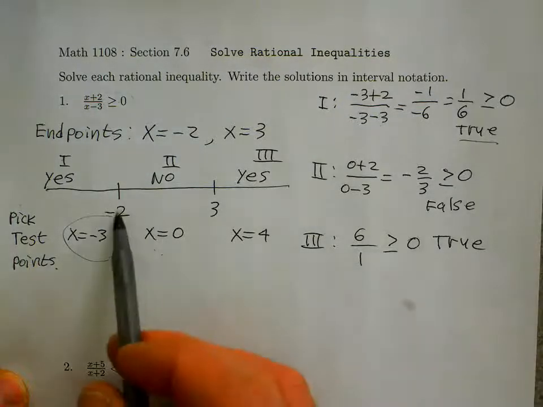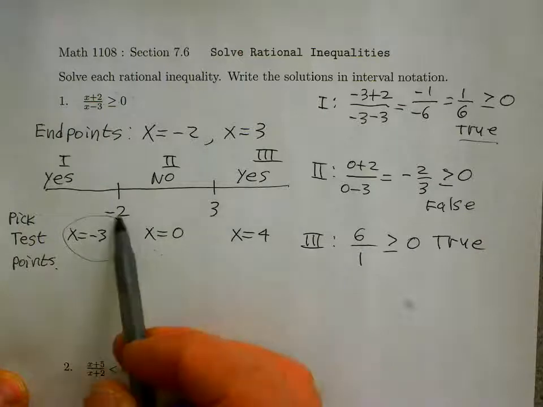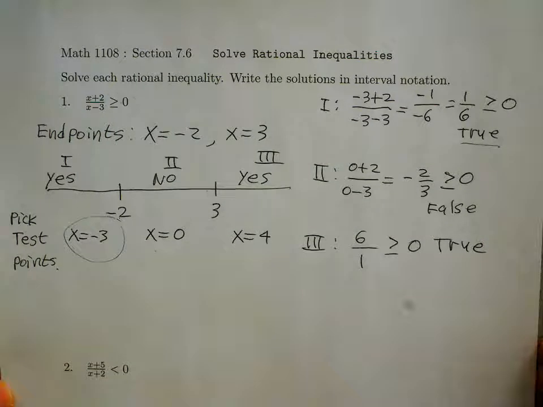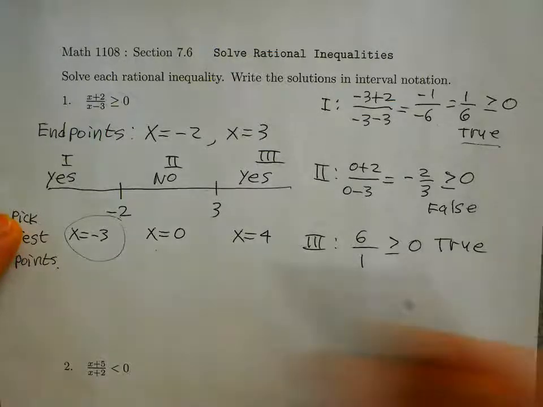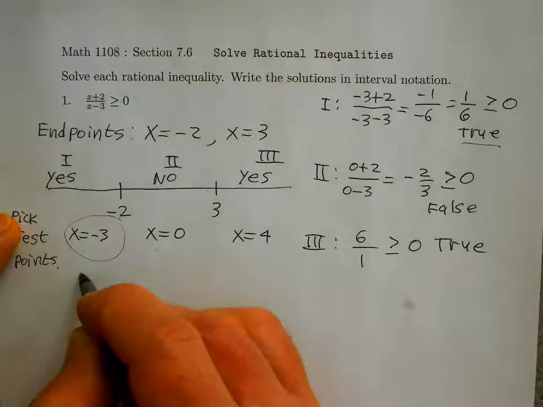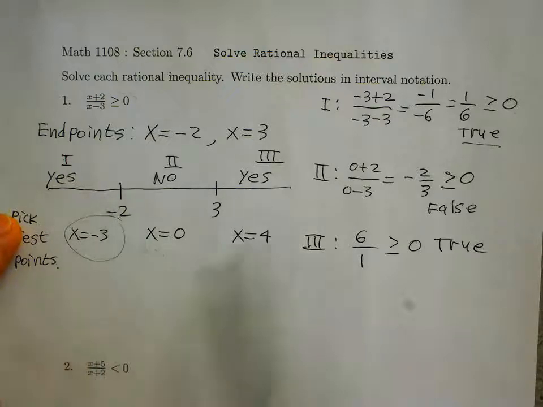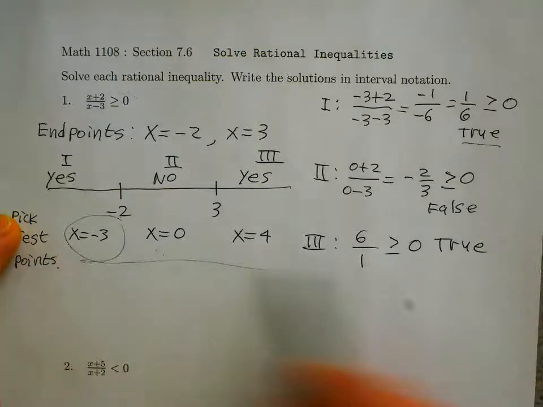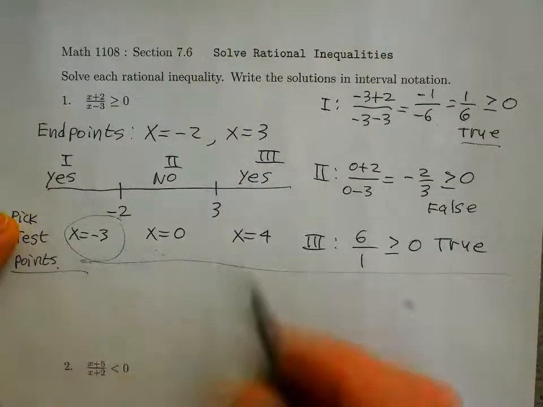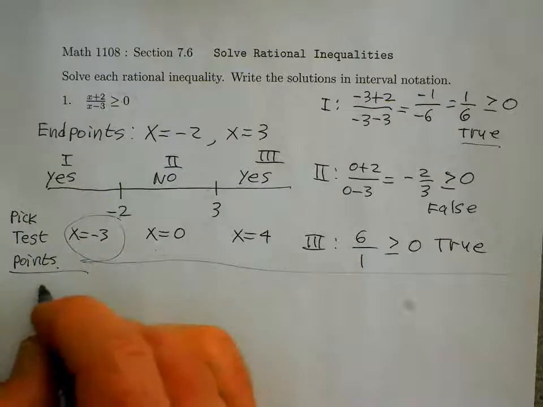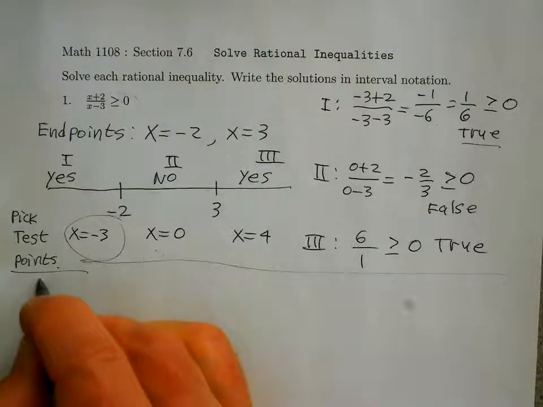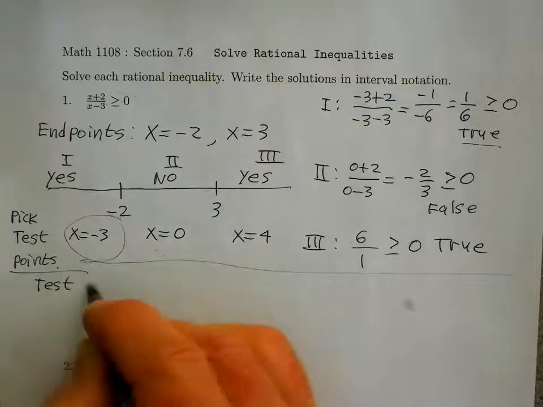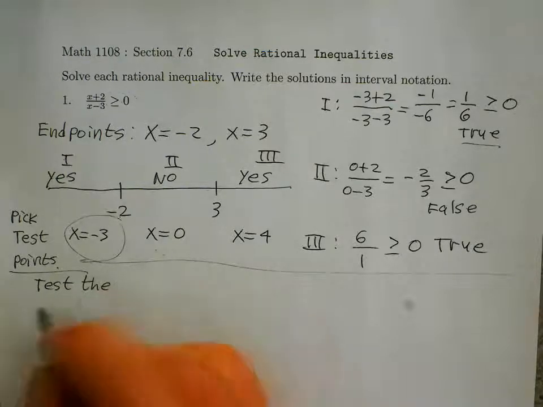Then we have to determine if the endpoints themselves, negative 2 and 3, are part of the solutions. So with a little practice, you'll know what to do just by looking. But if it's not obvious, you can always test the endpoints. So we'll go through that here. We'll test the endpoints in the inequality.